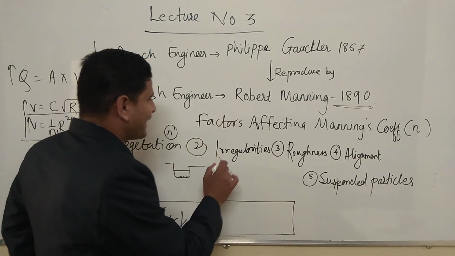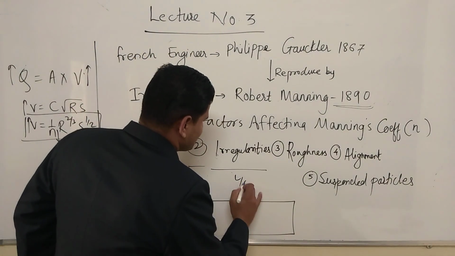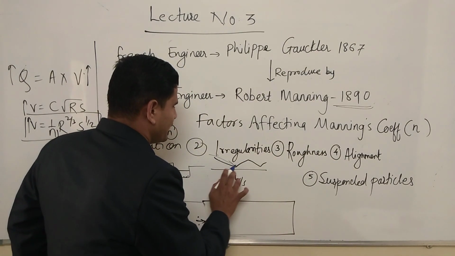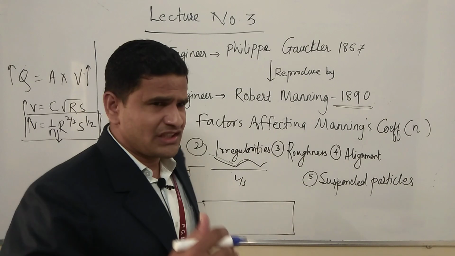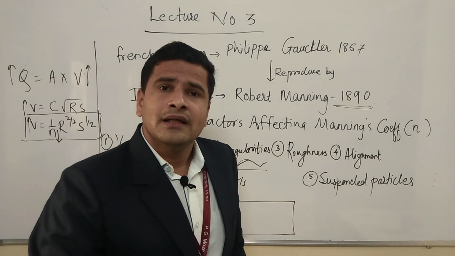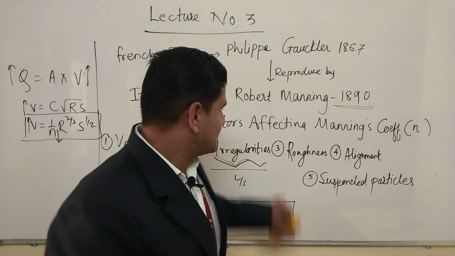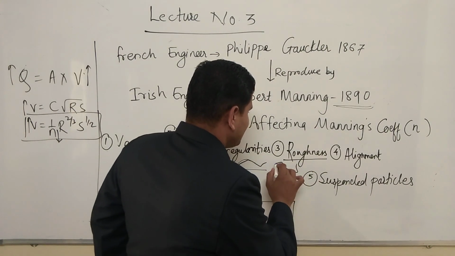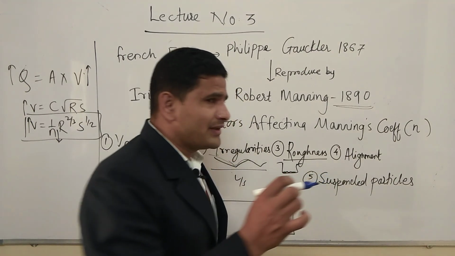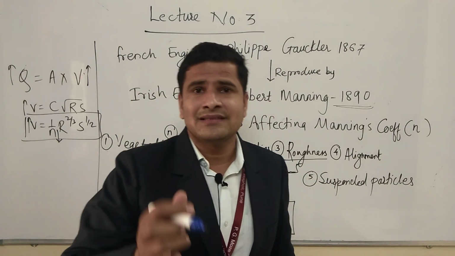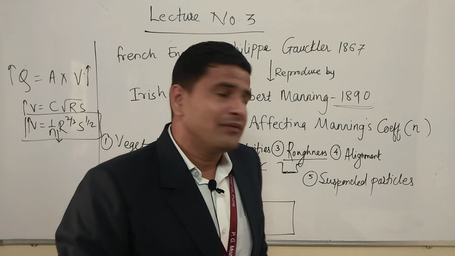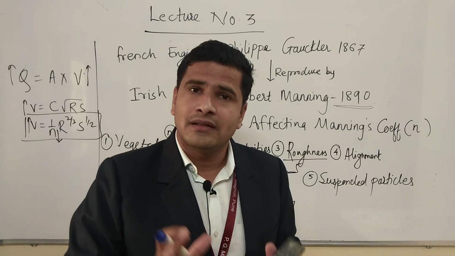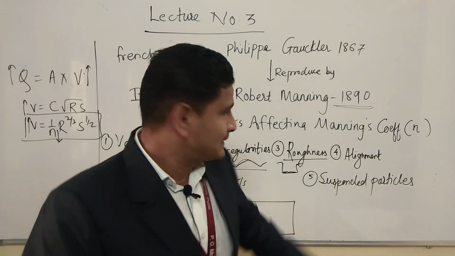Then the second one is irregularities. Imagine I am drawing a longitudinal section. If there is a sudden drop or rise in the channel section, water will be flowing in this way. If there are changes and an irregular pattern, again Manning's roughness coefficient increases, so again it affects the velocity. Roughness: if the surface has a rough cross section, then friction may increase and that will affect Manning's roughness coefficient. So again, if roughness is present in your channel, then N increases.